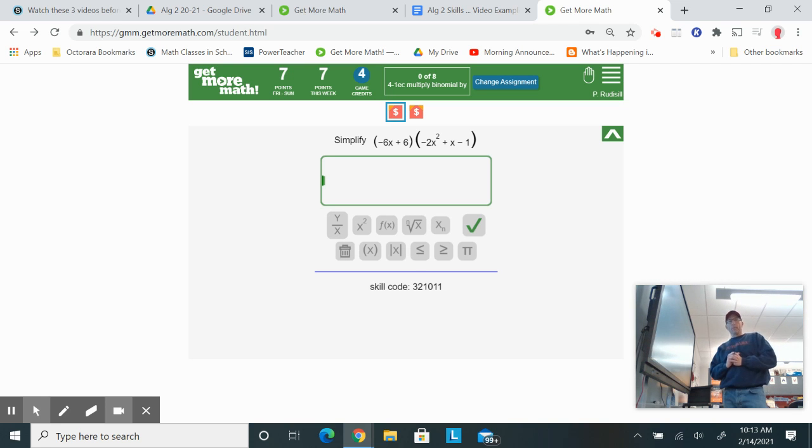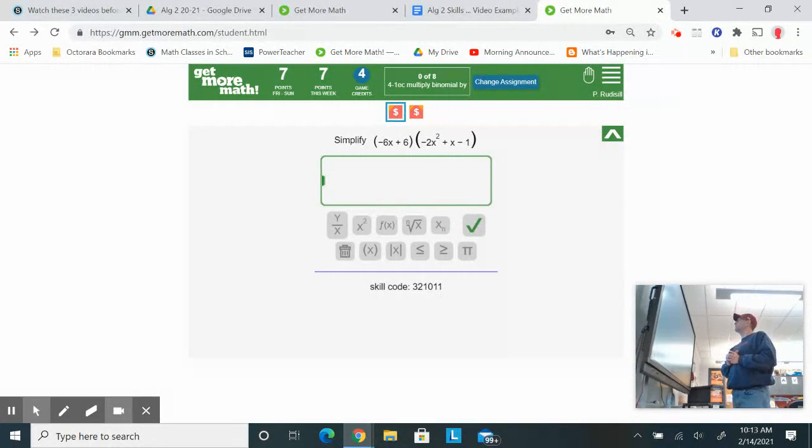All right, in this video, we're going to multiply binomials and trinomials. Sometimes the binomials will be first. Sometimes the trinomials will be first. But remember, they're being multiplied, so you can just use the commutative property. I like to put the binomial first.